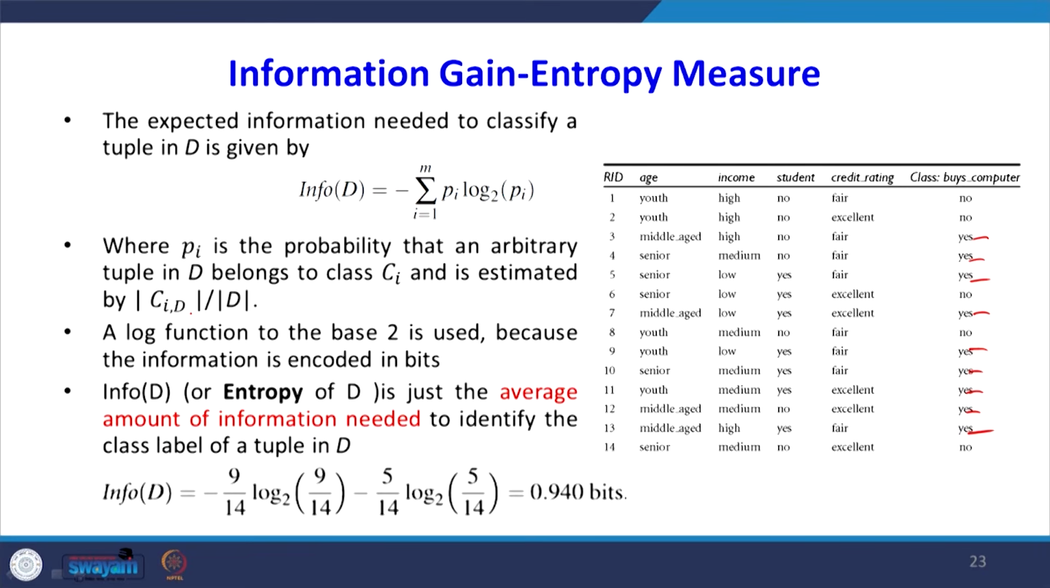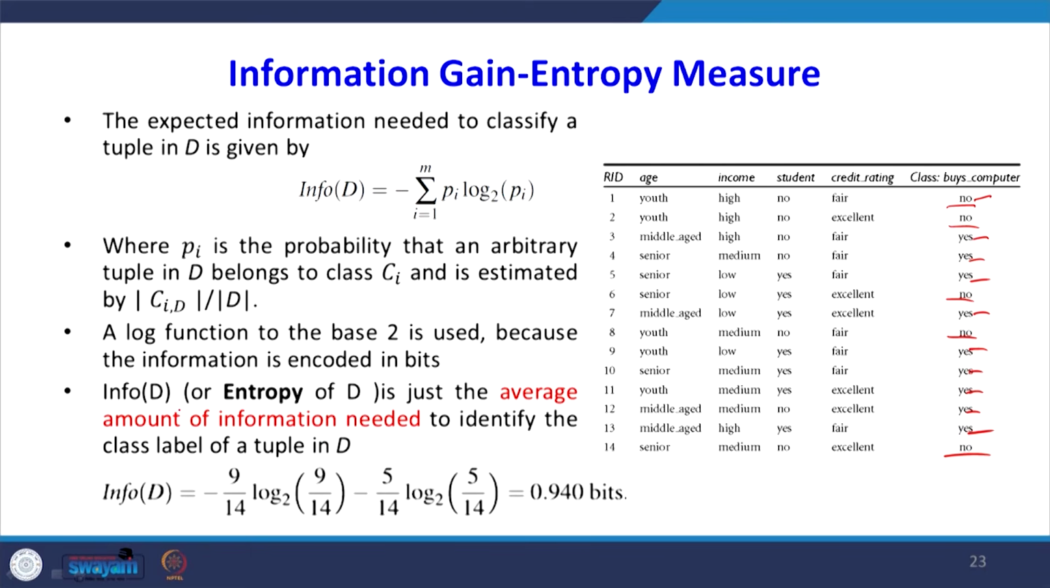For level 2, how many no is there? 1, 2, 3, 4, 5. So, 5 divided by 14 log 5 divided by 14 to the base 2 equals 0.940 bits. So, this is the meaning of our info D. A log function to the base 2 is used because the information is encoded in bits.